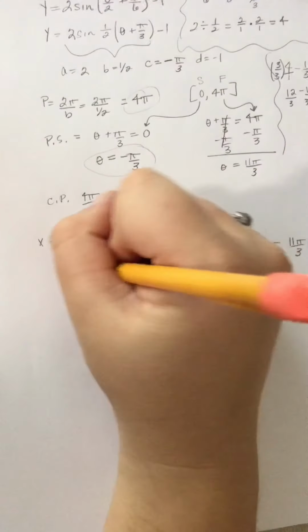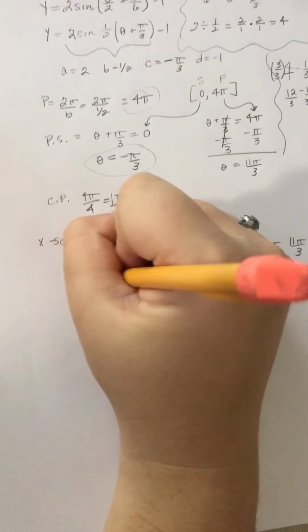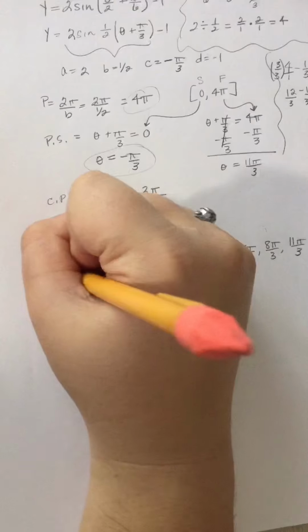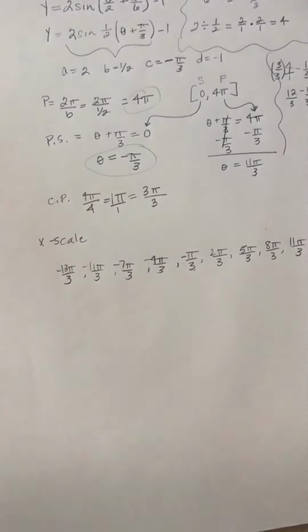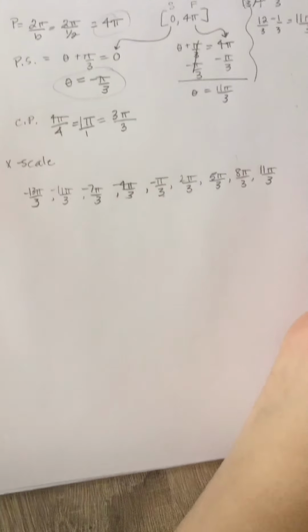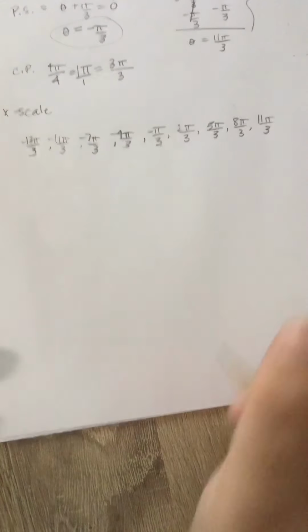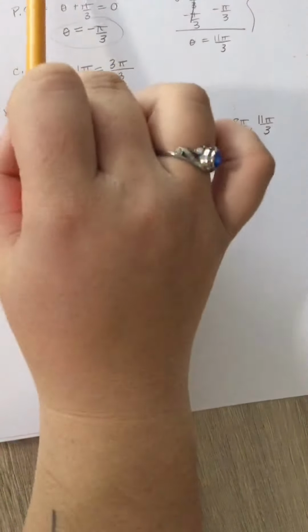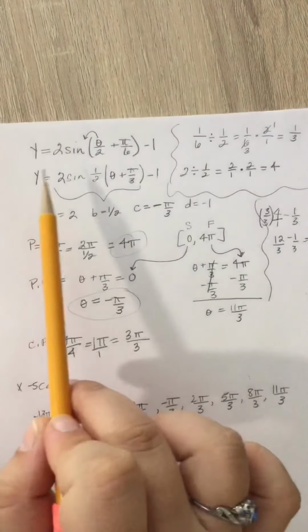Subtract 3 again, negative 11 pi over 3. And I should have 4 points, so I have to go one more: negative 13 pi over 3. Okay, so this is going to be everything on my graph, all my x's. Remember, from our beginning, we do have an amplitude of 2.